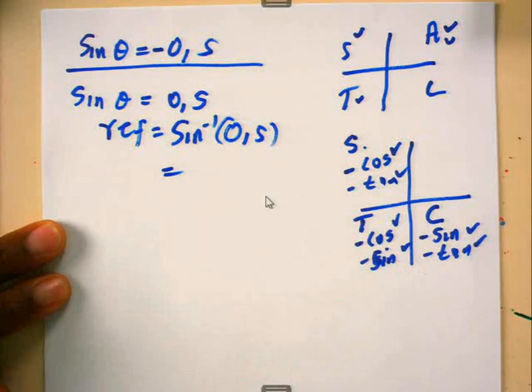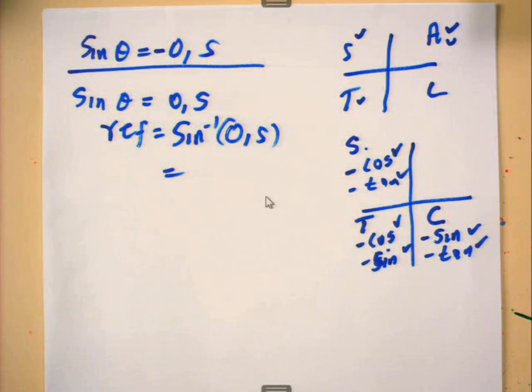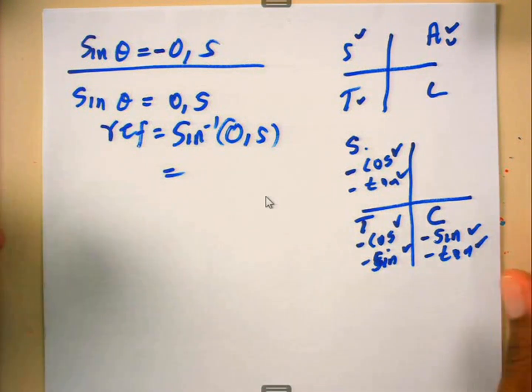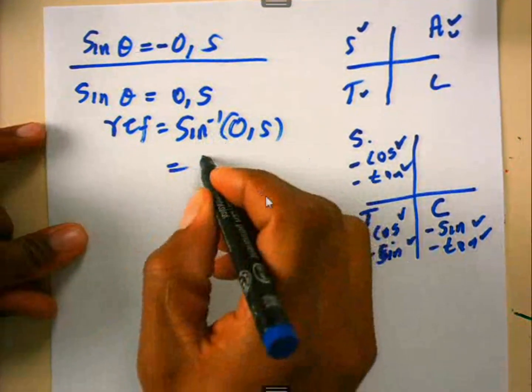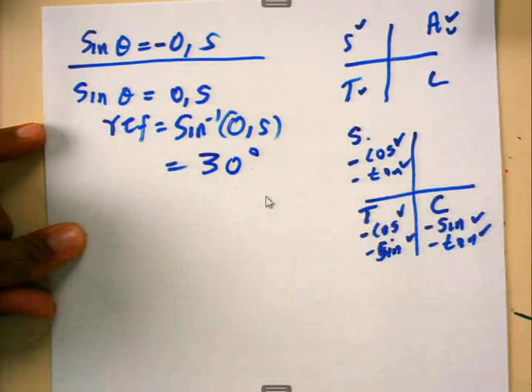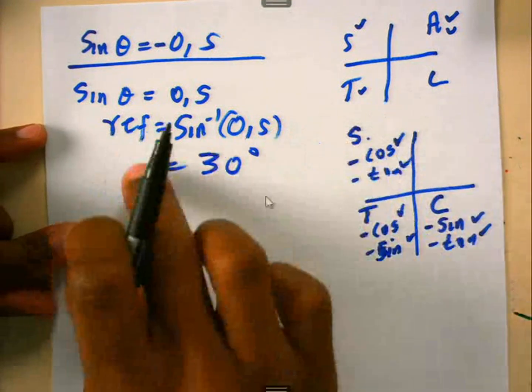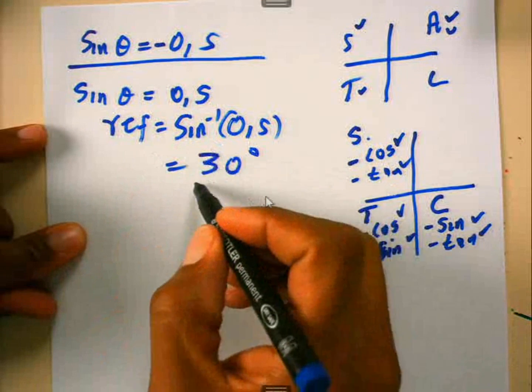0,5. Of course, I think you can use your calculator here to get the answer. What is the inverse of sine 0,5? Remember, 0,5 is the same as 1 divided by 2. Can you check that one quickly? Yes, that is 30 degrees. It means sine theta is equal to 0,5, then the reference angle is 30 degrees.